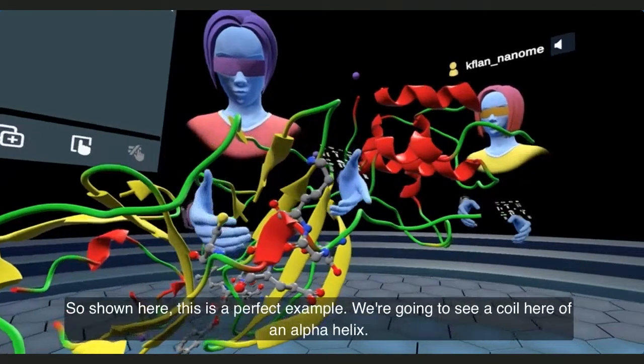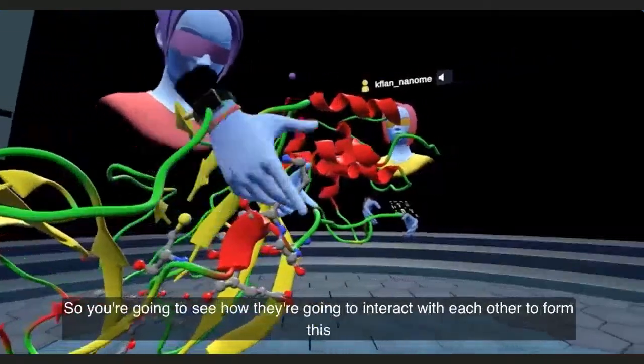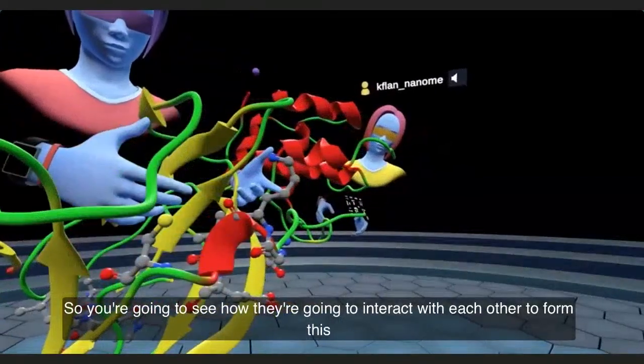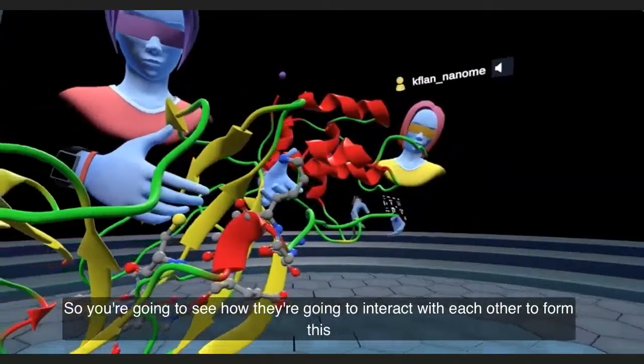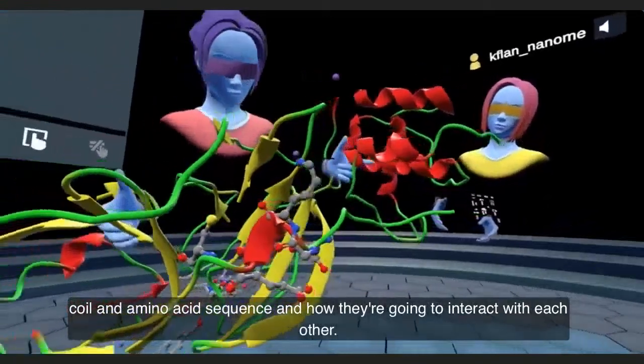So shown here, this is a perfect example. We're going to see a coil here of an alpha helix. So you're going to see how they're going to interact with each other to form this coil, an amino acid sequence, and how they're going to interact with each other.